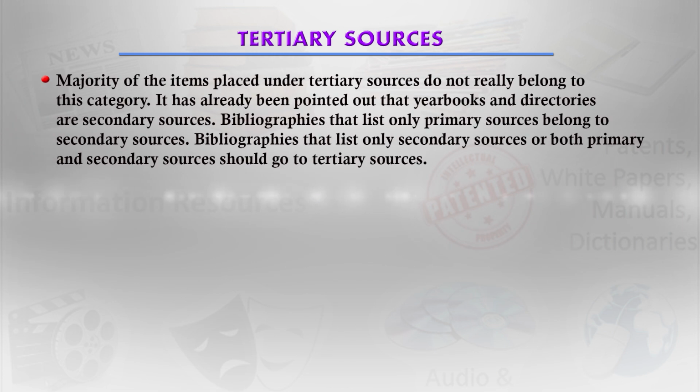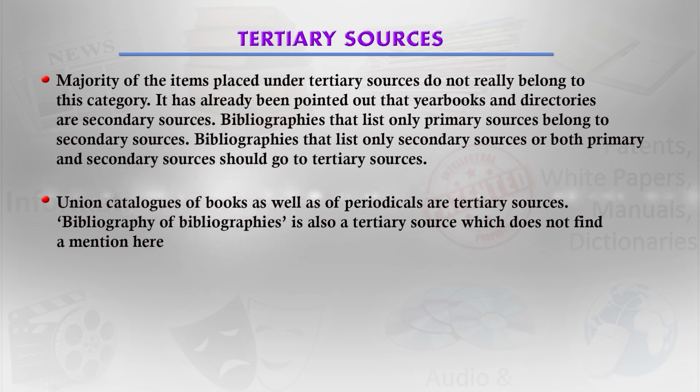Here you see the majority of the items placed under tertiary sources do not really belong to this category. It has already been pointed out that yearbooks and directories are secondary sources of information. Bibliographies that list only primary sources belong to secondary sources. Bibliographies that list only secondary sources, or both primary and secondary sources, should go to tertiary sources. Union catalogues of books as well as of periodicals are tertiary sources of information. Bibliography of bibliography is a tertiary source which does not find a mention in this categorization as provided by Grogan.